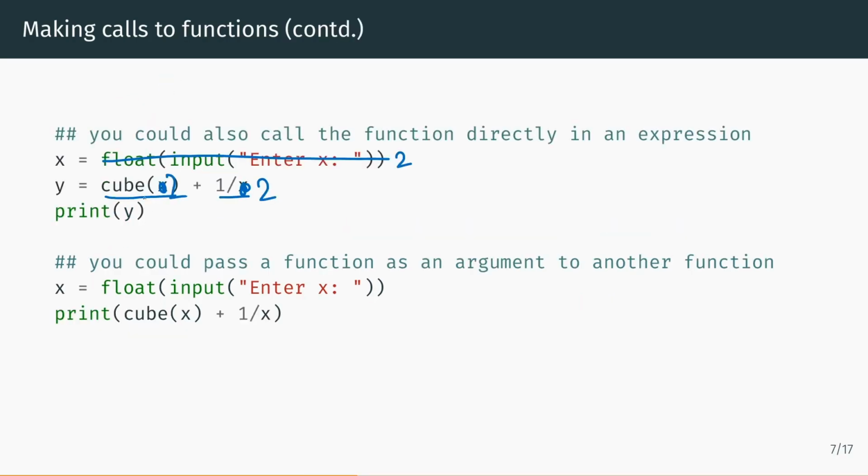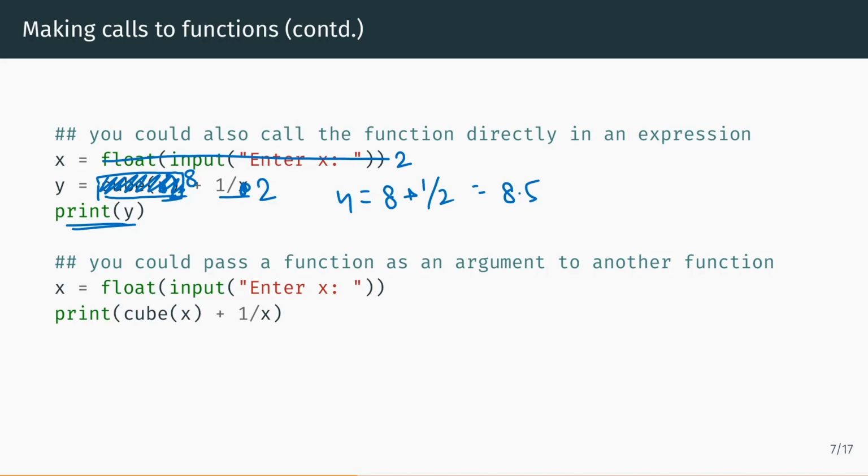So replace the entire thing with 8. And in this cube of 2, replace this entire thing with the value it returns, okay? So the answer is y equals 8 plus 1 over 2, which is 8.5, right? And that's what you print.